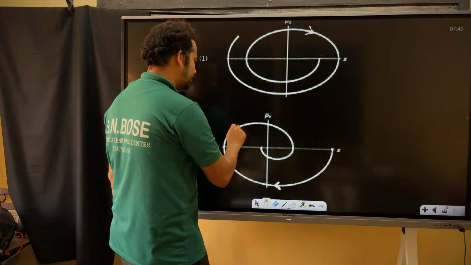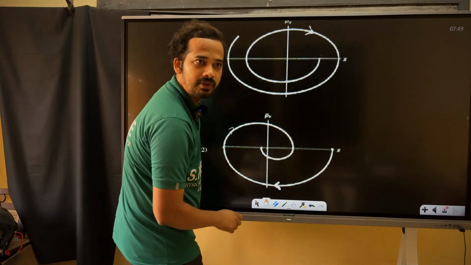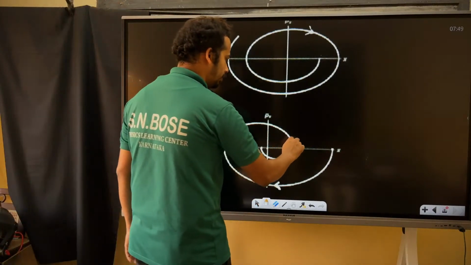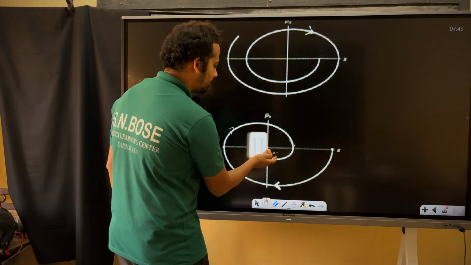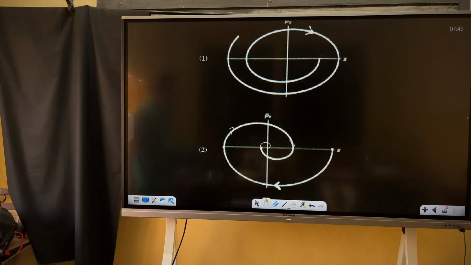Suppose it starts from this extreme position, it won't reach the same distance after this one, isn't it? Because it keeps on losing the energy. It will come here like that. Somehow, its oscillation will die out to 0.